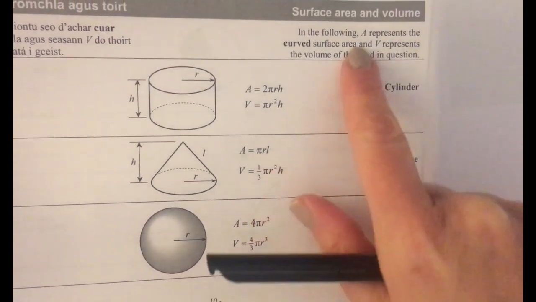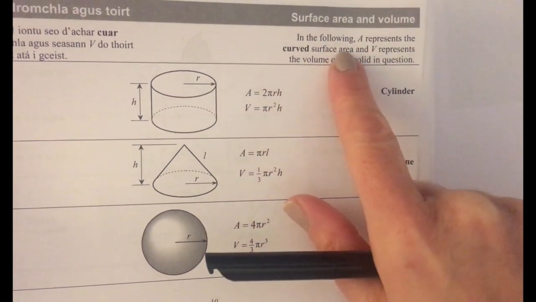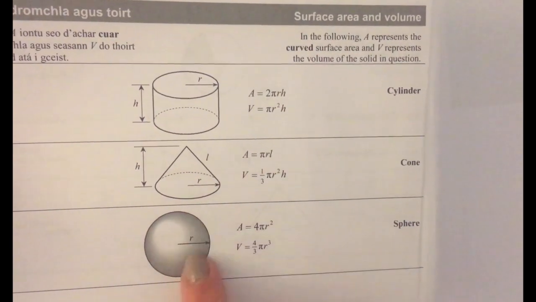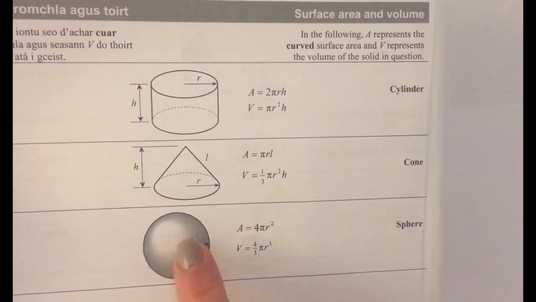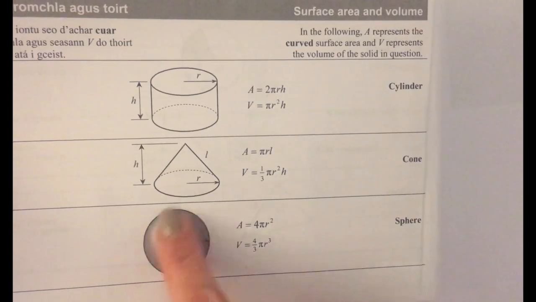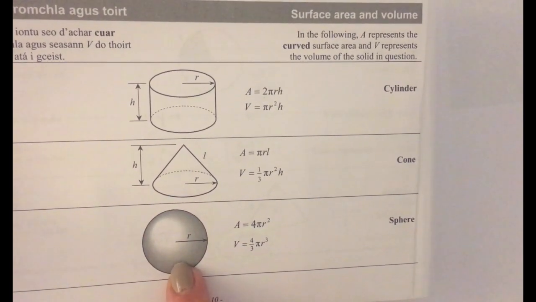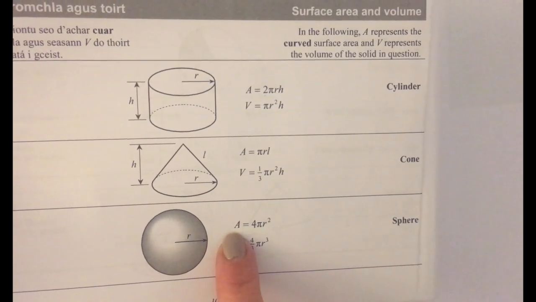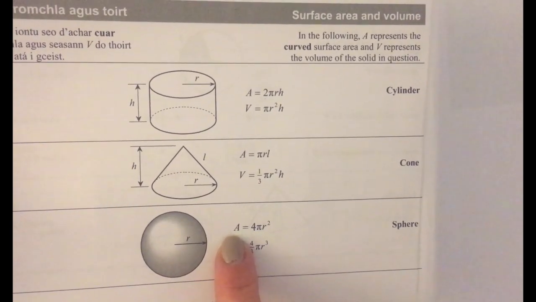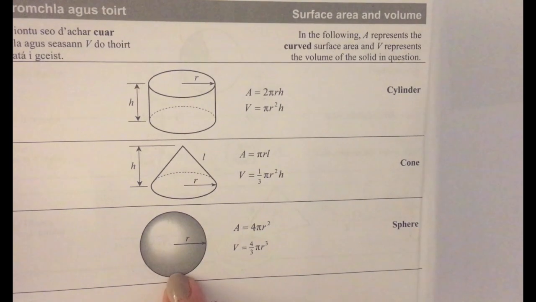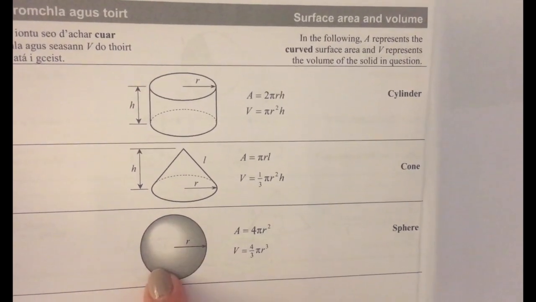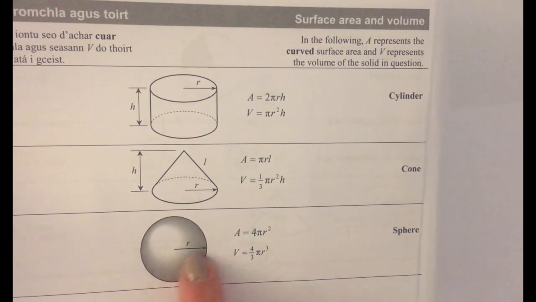In other words, where A represents the curved surface area, remember that is the formula for pi r squared. Now, what's interesting to note with the sphere is, of course, the only surface area that a sphere has is the curved surface area. So if I've been asked for the total surface area, there are no other surfaces that I need to add on. The total surface area of a sphere is the curved surface area.